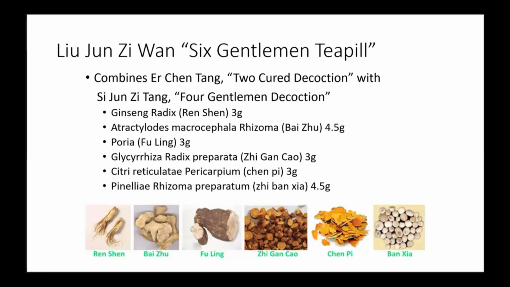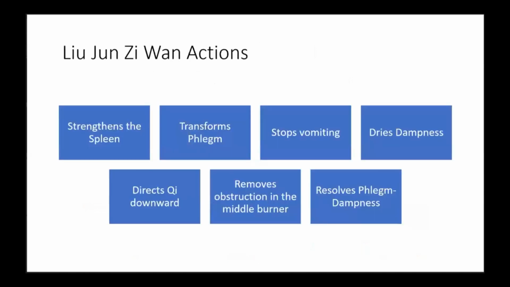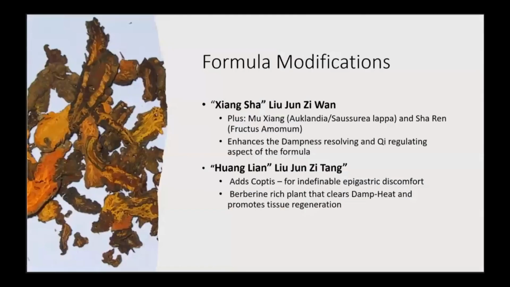And these are just ratios for your dosing. You can use whatever dose you feel is right. You want to adjust things based on the presentation. Strengthens the spleen, transforms phlegm, dries dampness, stops vomiting, directs the qi downward, removes obstruction in the middle burner, and resolves phlegm dampness. Phlegm dampness is where we're going.